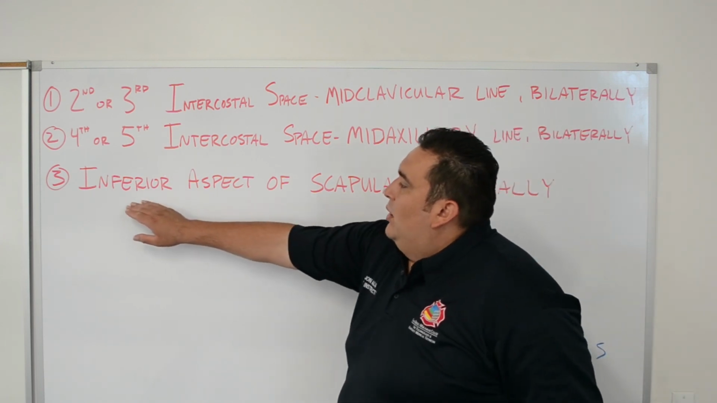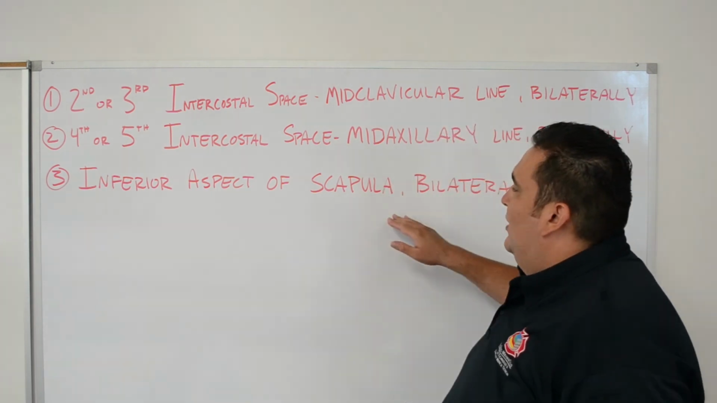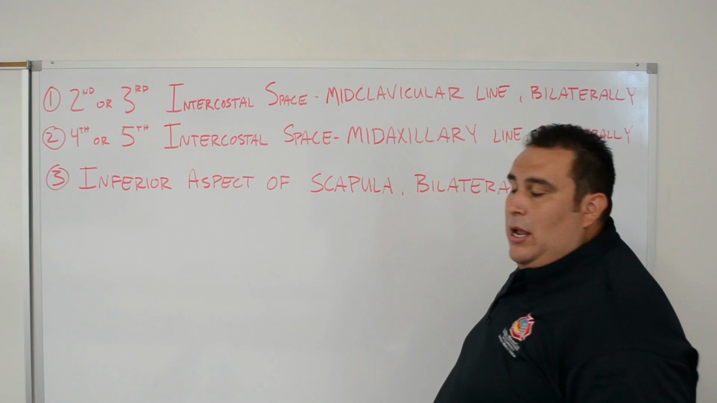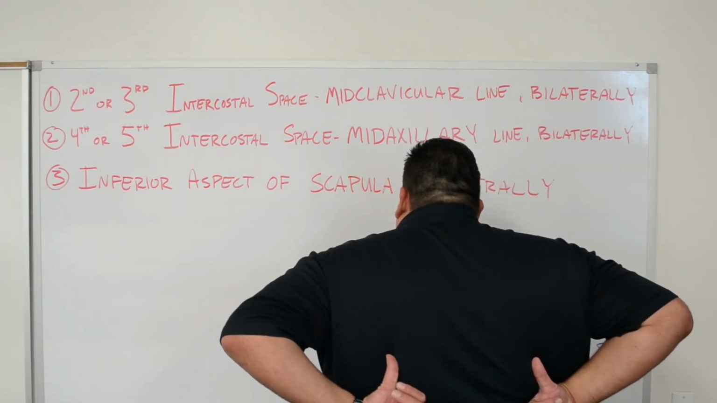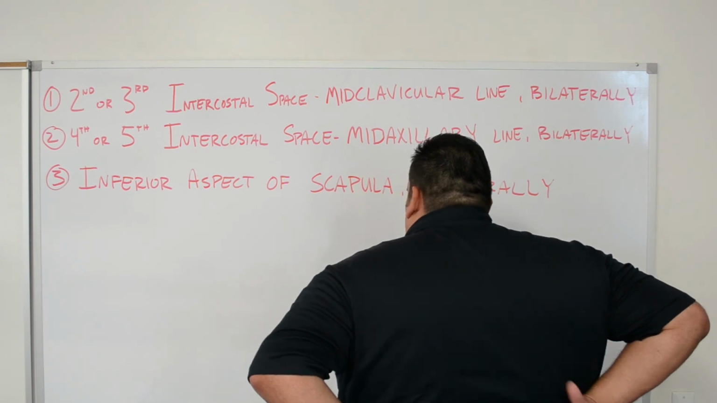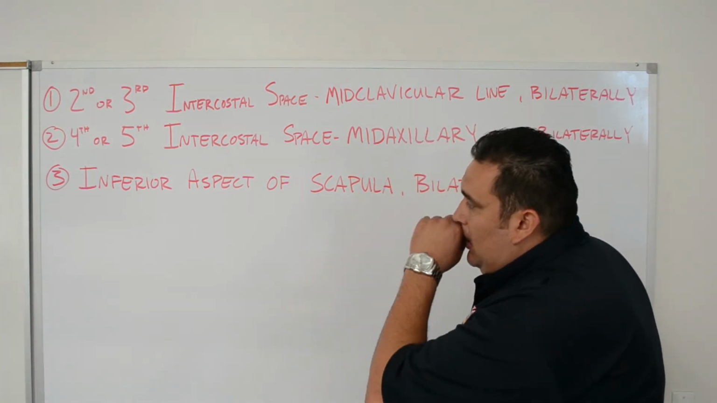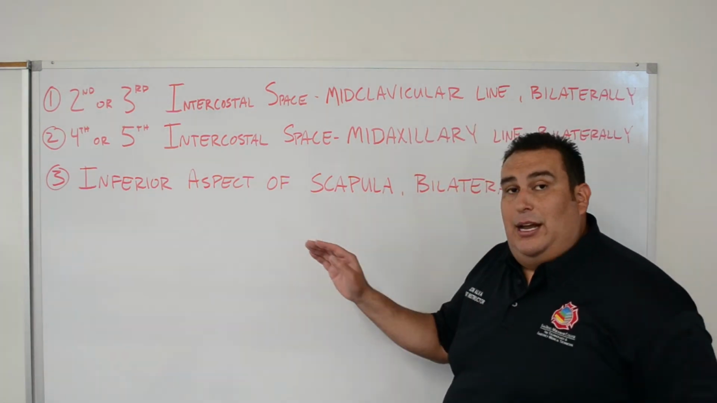The last place, we're going to listen to the inferior aspect of the scapula bilaterally. So you're going to take your stethoscope and you're going to auscultate just below the scapula, at the point below the scapula. You're going to listen to that on both sides, bilaterally.